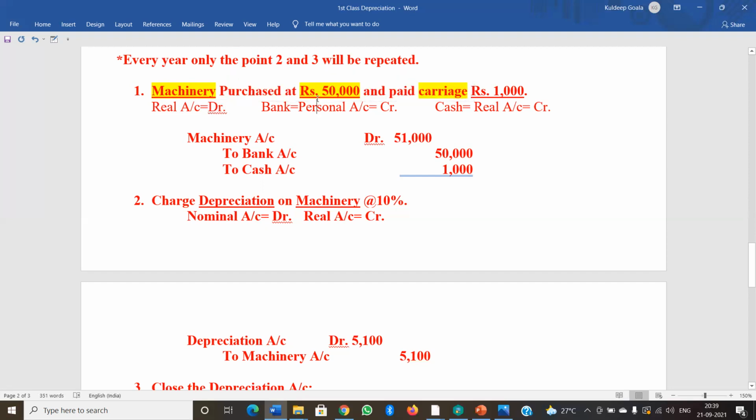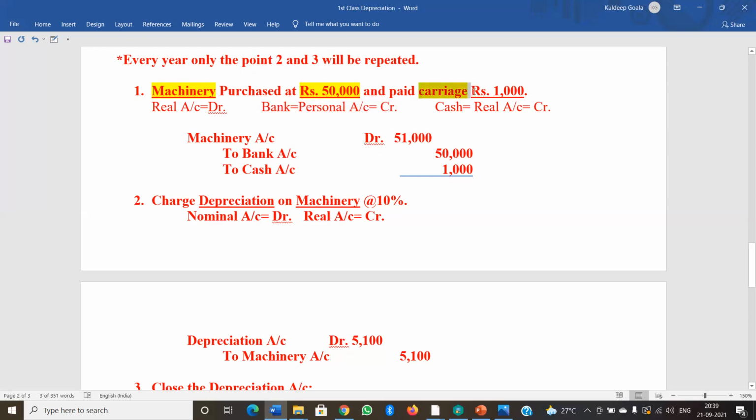The next one, at rupees 50,000, you're purchasing it at 50,000. So we are assuming this as the payment from bank, right? So when you make the payment, what will happen? Money will go. Bank is a personal account, you can take from that point of view also. So personal account, debit the receiver, credit the giver. When the machine is purchased, bank will pay the money, isn't it? The money will be paid from the bank. So bank is a giver here, personal account giver, it will be credit.